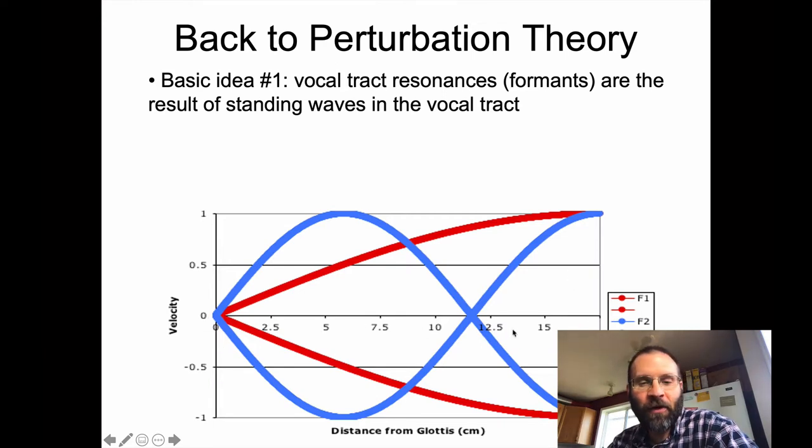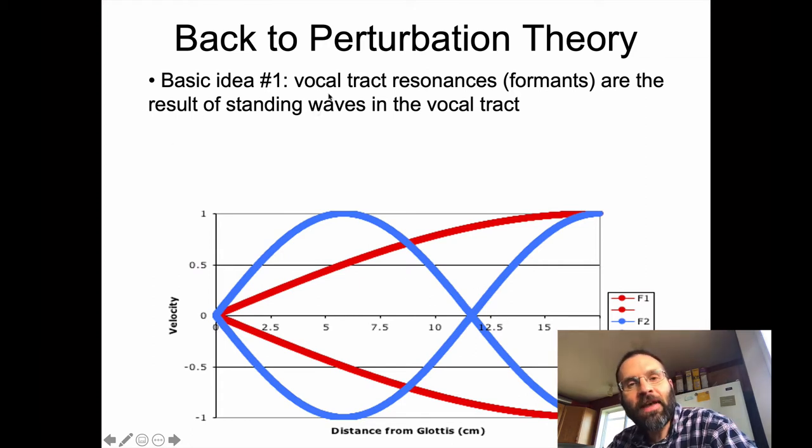This is for a speaker with a vocal tract length of 17.5 centimeters, which is approximately the length of my vocal tract, from which we get a basic value of 500 hertz for F1 and 1500 hertz for F2. And we want to be able to tweak those values depending on how we perturb or constrict the vocal tract at various spots on this continuum on the horizontal axis.